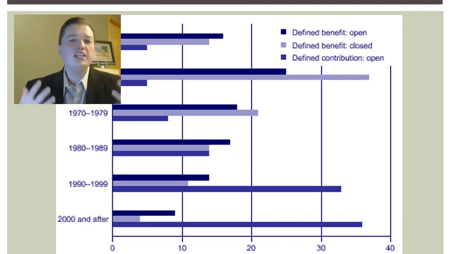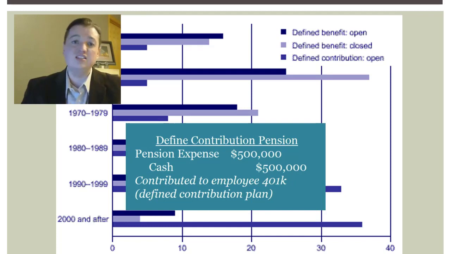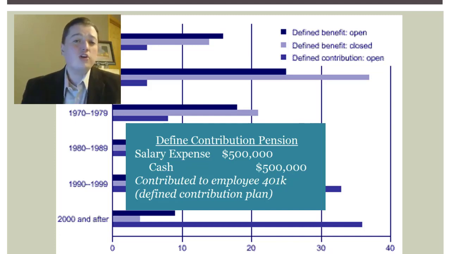Because the accounting is really simple. As we've said before, you debit pension expense, you credit cash, and it's done. Sometimes people will get crazy. They'll put it into salaries expense instead of a separate pension expense. But that's all there is to it.